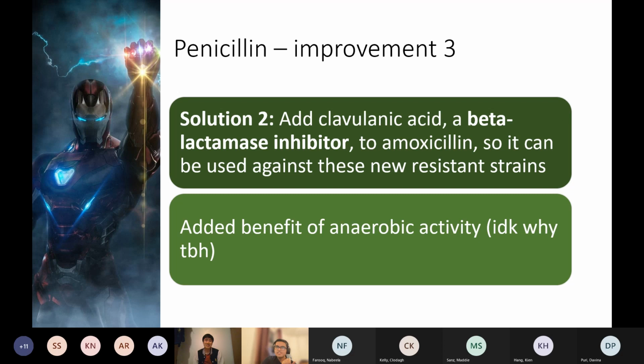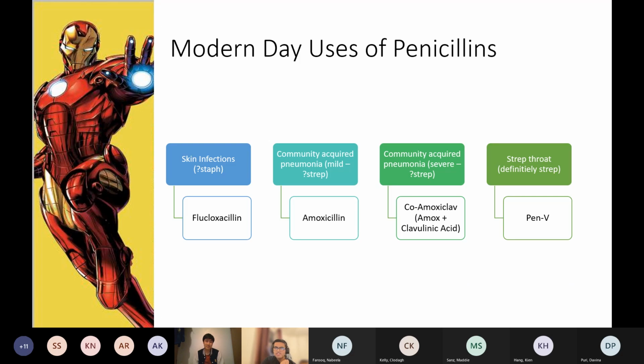So just to recap, modern day uses of penicillin. This is what you need to know. If you've got skin infections, which might be staph, what antibiotic are you going to use? Yes, Fluclox.